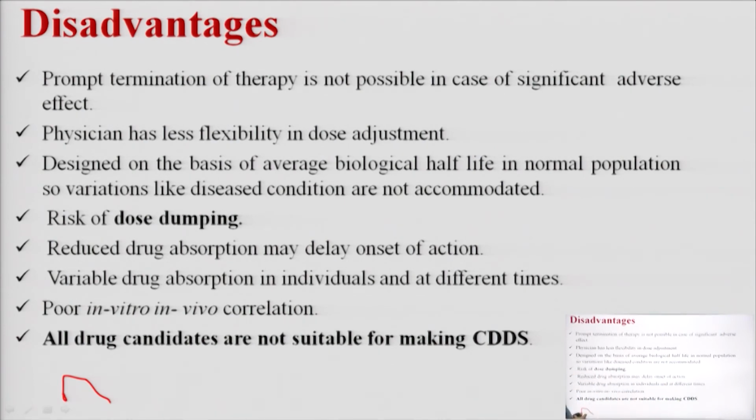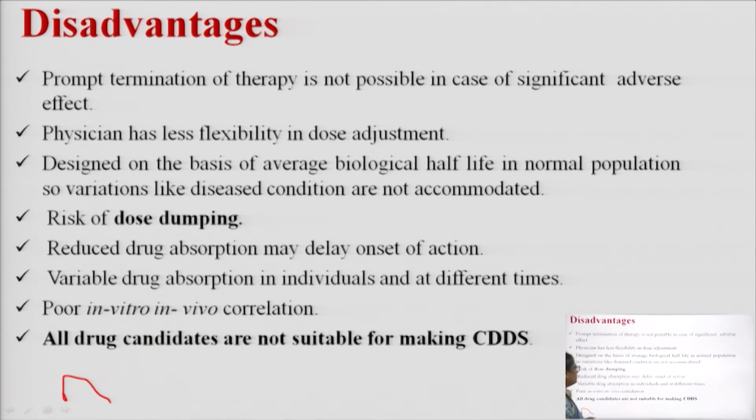Another point of disadvantage is that since in controlled drug delivery systems we are delaying the drug release and hence drug absorption, this may delay the onset of action of drugs. To overcome this, however, in most of the controlled drug delivery systems, we have the concept of a loading dose, and this loading dose helps in attaining the initial plasma drug blood levels, which are then maintained by slow release by the controlled drug delivery system.